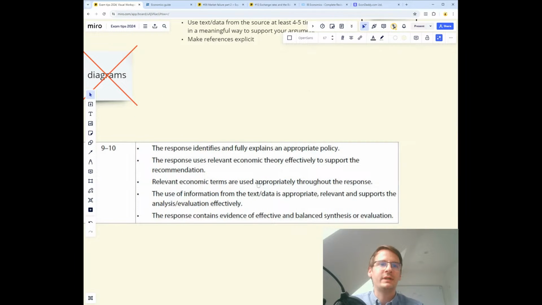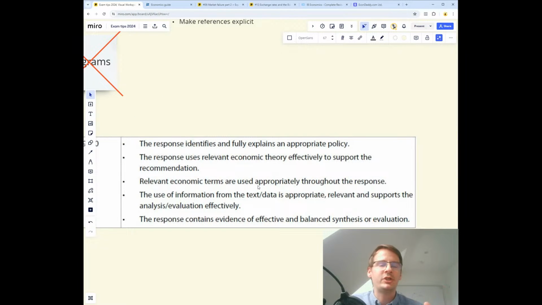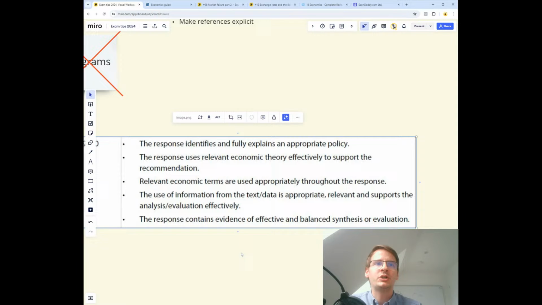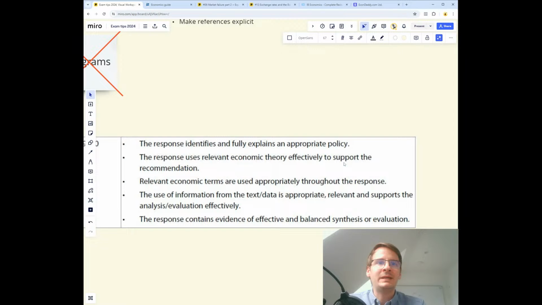Finally, here's the description. We are out of time a bit, so I'm going to put the chat back on in a second. The response identifies and fully explains the appropriate policy. You see, identification and explanation. You also use the relevant economic theory effectively, use the terminology well, and information from the text and data is also not just used, but appropriate, relevant, and supports your evaluation effectively.